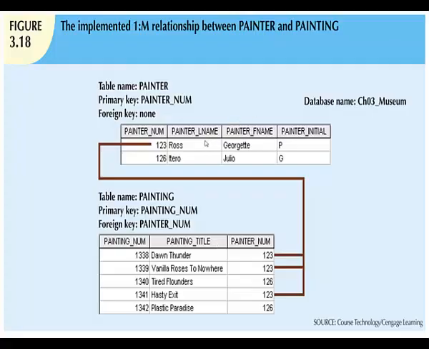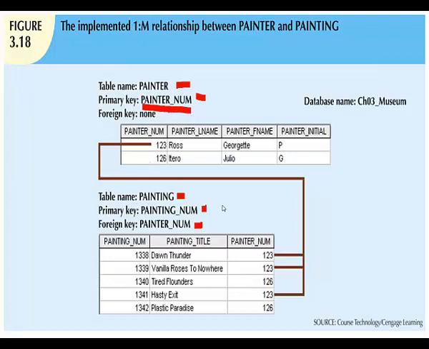All right, so we have a one-to-many relationship. Here we have our painter with painter num as the key. Here we have a painting with painting num as the primary key, and painter num as the foreign key. Painter has painter num, painter last name, painter first name, painter initial. Painting has painting num, painting title, and painter num. And painter num is a foreign key. Painting num is the primary key. Here in painter, the primary key is painter num.